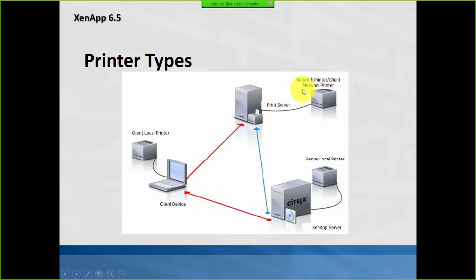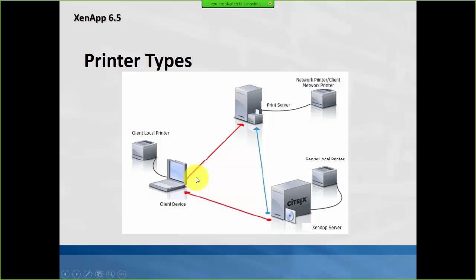Then there is a network attached printer that is just connected over the network, or client network printer, you can call it a network printer as well. And then there is the client local printer, which is attached to the client device.